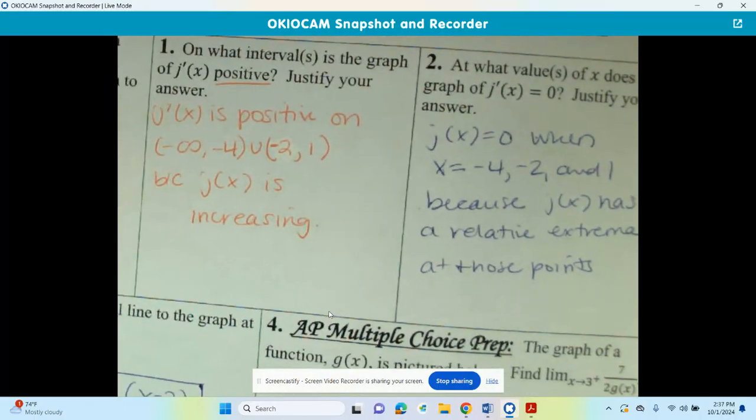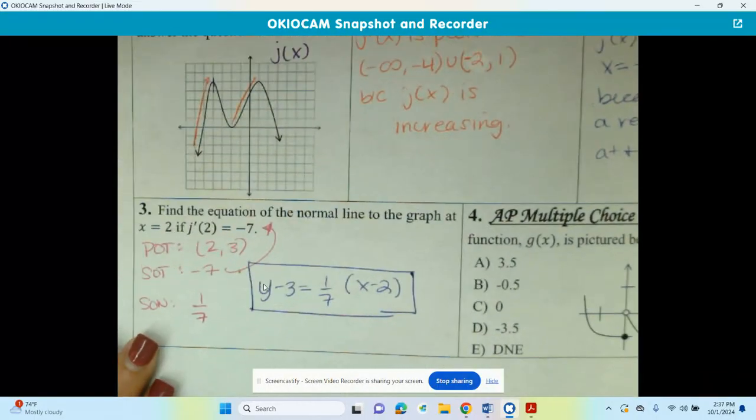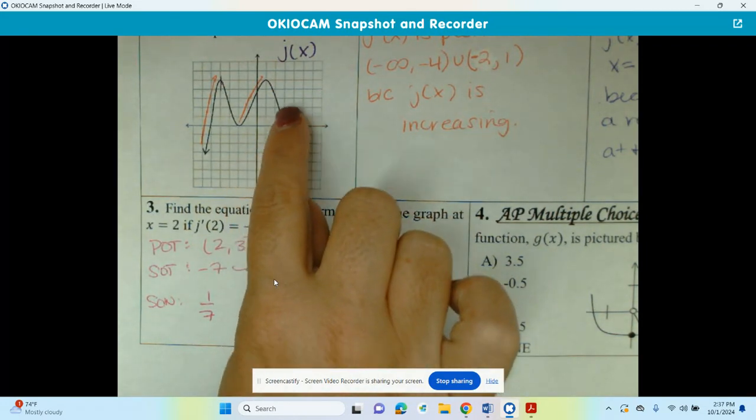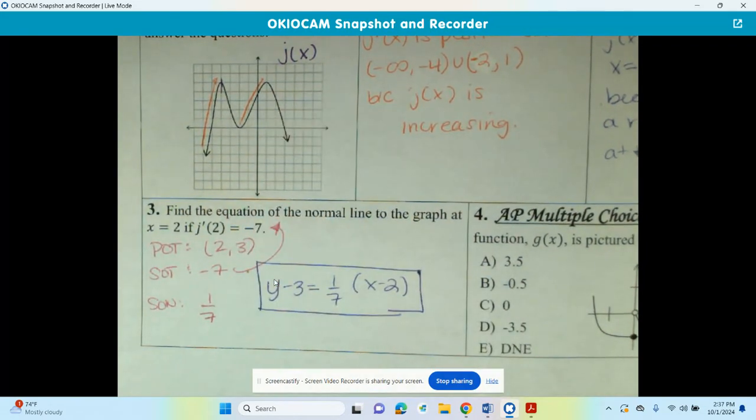All right, and then down here for number 3, we need your normal line. So remember, for normal line, we need the pot, the sot, and the sun. So our pot was (2, 3). I got that because if I went over here to 2, we're going up to 3. So that's our ordered pair for the pot.